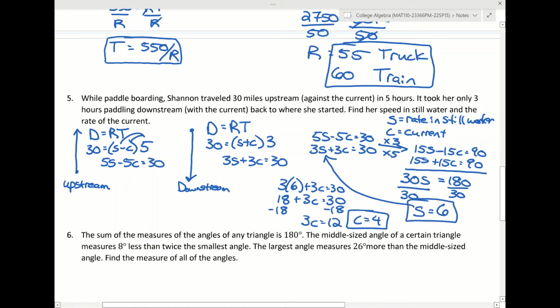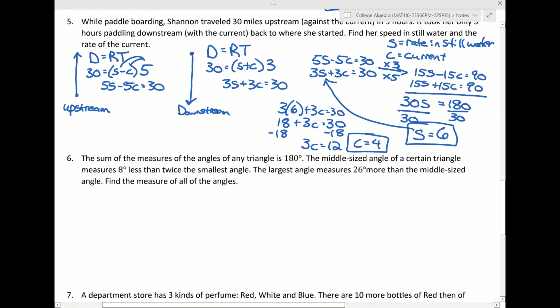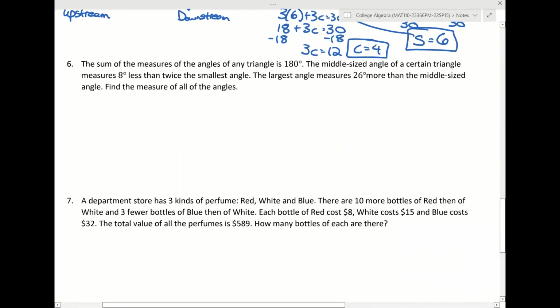The speed in still water is 6. And that's how you do a problem like that. We've seen a few of these problems with distance equals rate times time, and that's how it works. Okay. Quinn, we okay with that? All right. Yeah, let's move on to number 6 now.